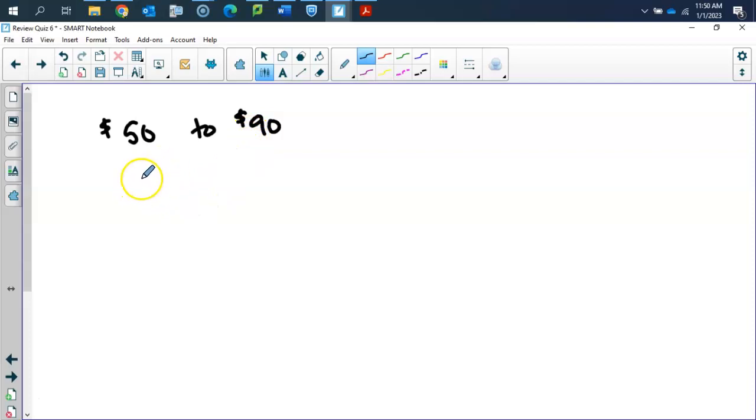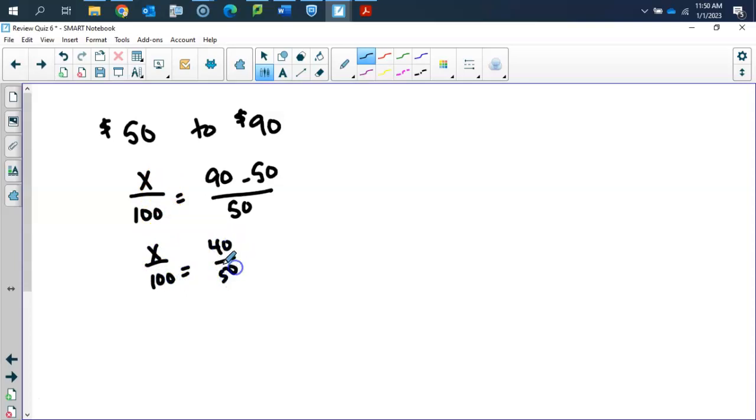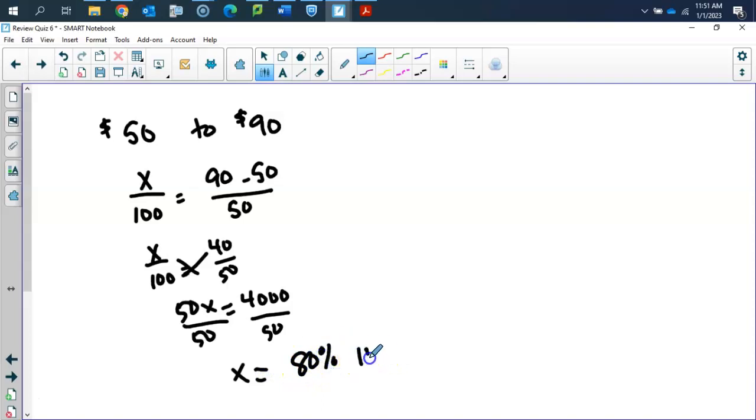Well, we're going to do percent proportion. We're looking for the percent. We need to find the difference in these two numbers. So we subtract over the original number, which is 50. Remember, the original number always is what you're looking at the percent of. So this will be x over 100 equals 40 over 50. Cross multiply, 50x equals 4,000. Divide both sides by 50, and we end up with x is an 80%, and it would be called an increase because it's going up.